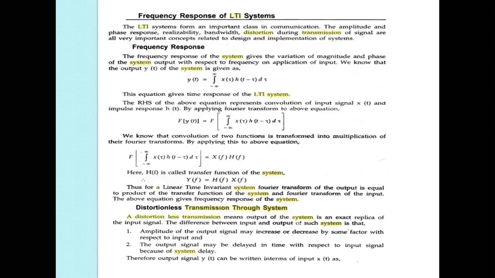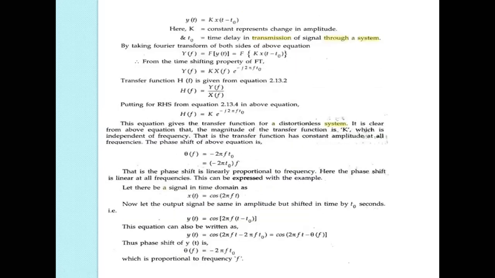We can solve them in the coming classes. But what are the topics we covered now? In today's class, the frequency response of the linear time invariant system. In that, the first topic is distortionless transmission through the system. The phase angle is minus 2 pi f into t naught, and the magnitude is k. The magnitude is independent of the frequency, but the phase angle is dependent on the frequency. There is no change in the magnitude, nothing but the amplitude.